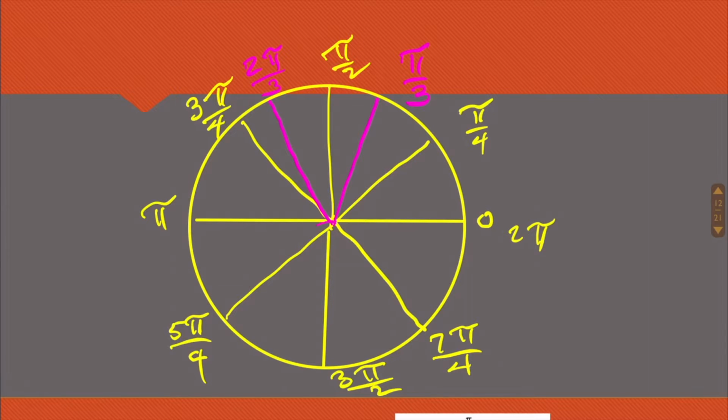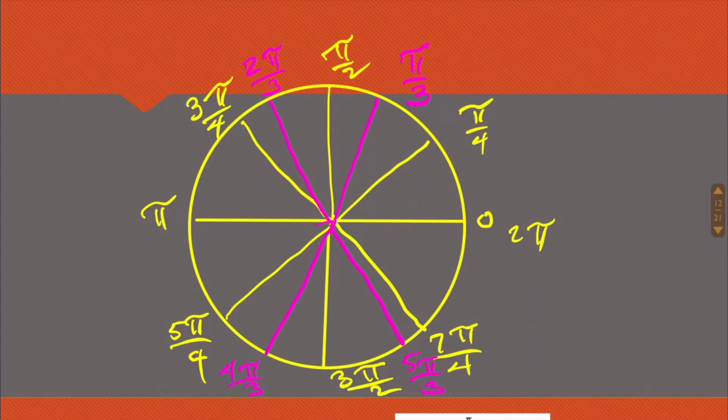So if we keep going though, and we end up over here, well, this is 4 pi thirds. And do one more, we got 5 pi thirds. And one more makes 6 thirds. So 6 thirds is 2, and that's 6 pi thirds is then 2 pi.